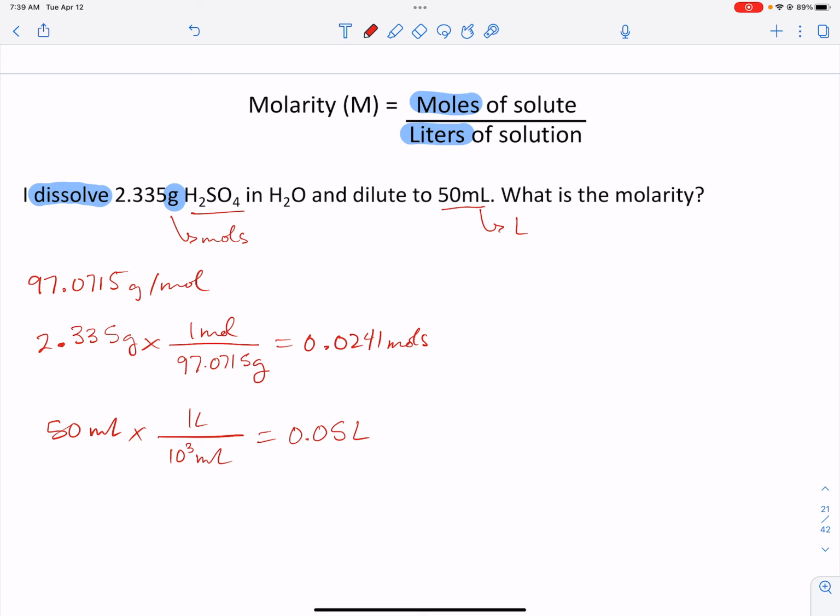And now we have the right units, okay? You see how it's moles and liters, which matches our equation up there? So I'm just going to take these and divide. The molarity is going to be equal to 0.0241 moles. And you can write your substance if you want. Hydrogen sulfate over 0.05 liters. We do not multiply by 100 here, like we did for the weight volume percent.